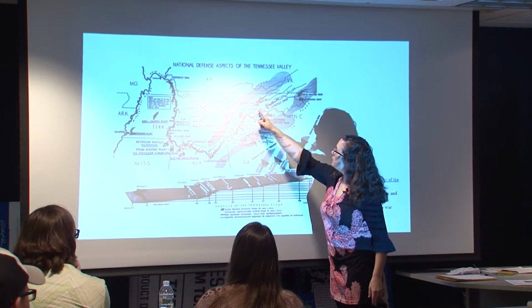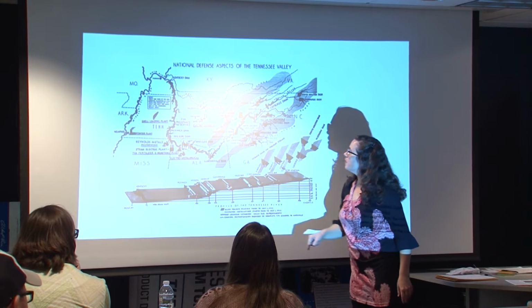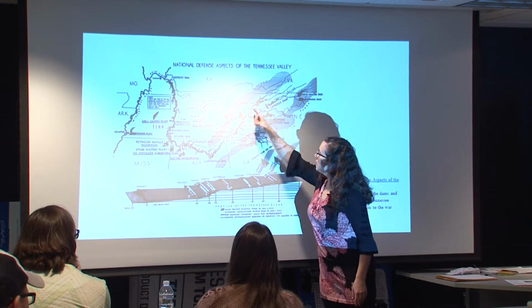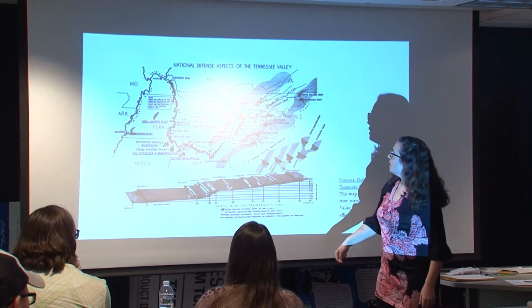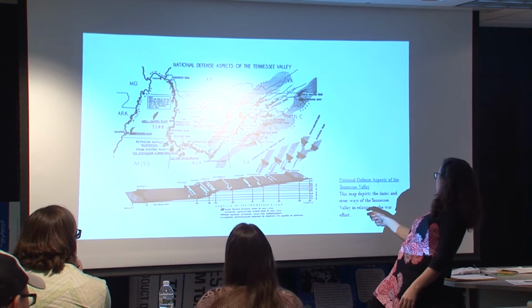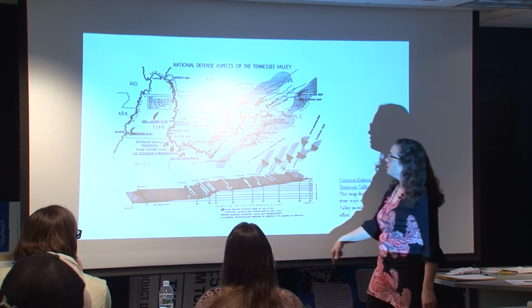So here we have Knoxville, and Oak Ridge being over there. You have Norris Dam up here. And then you have dams and riverways in relation to the war effort.